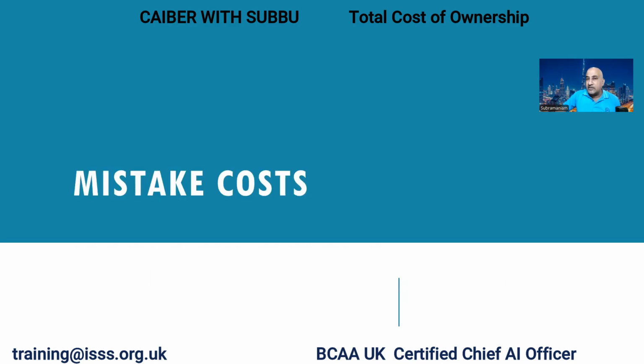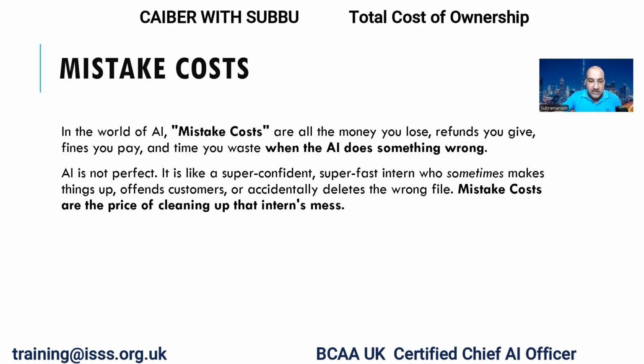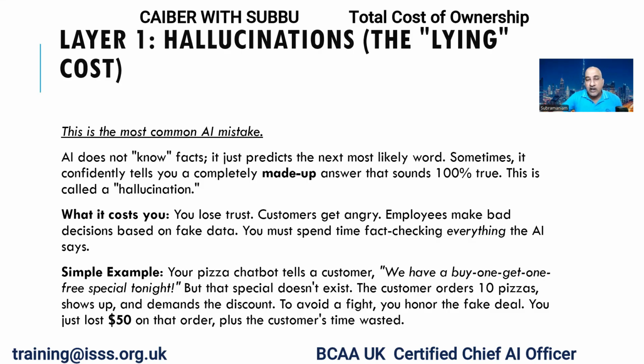Now, the mistake cost is something which everybody is going to miss. We miss it and we bear the cost of it. The real world mistake costs are all the money you lose, the refunds you give, and the wasted time and effort. Now there is the layer one: hallucination. Your system is going to generate false information but assume it's a fact. It's going to cause reputational damage, and it's really going to cost you a lot of money.